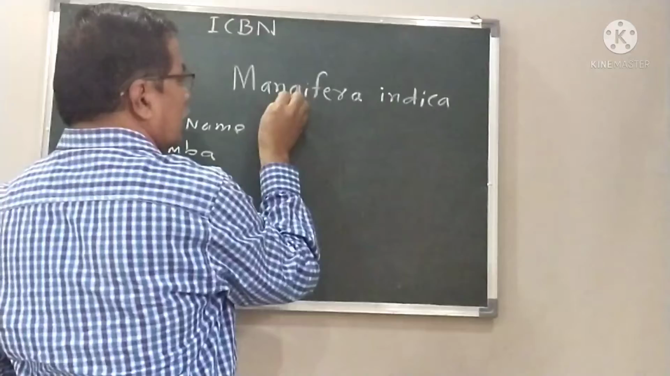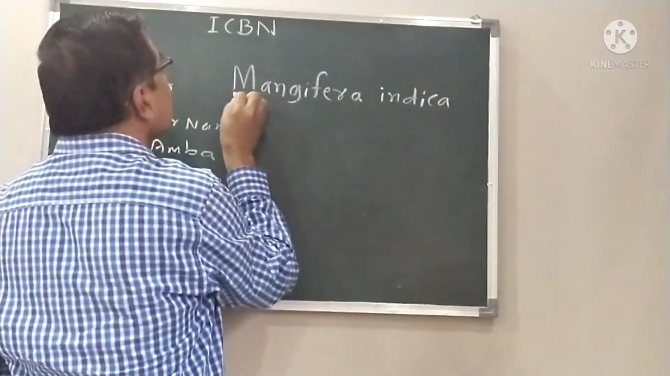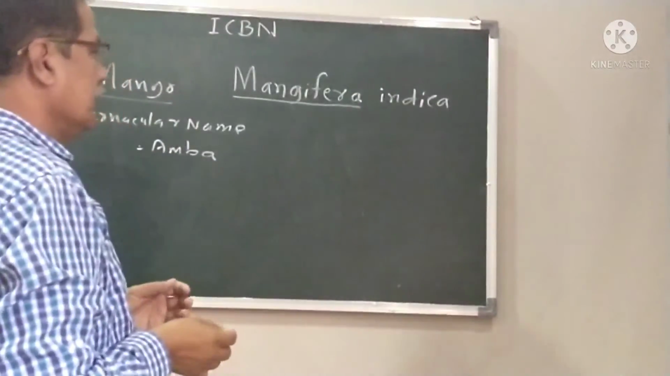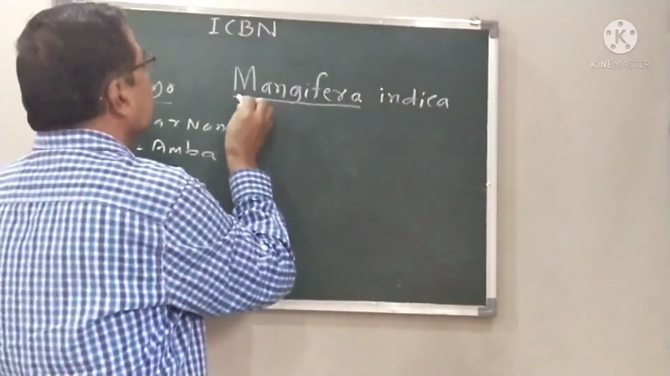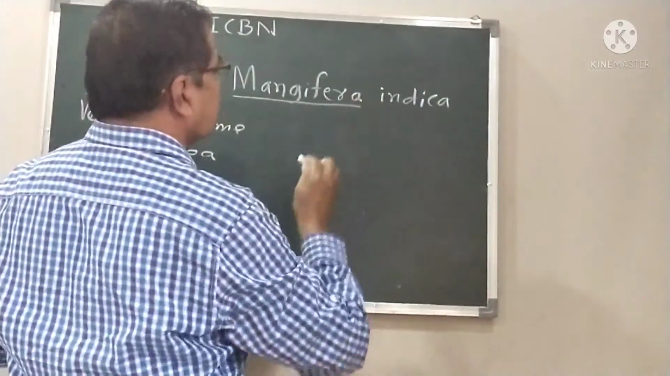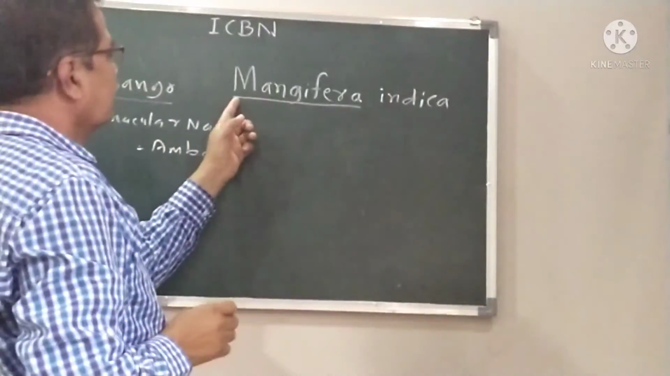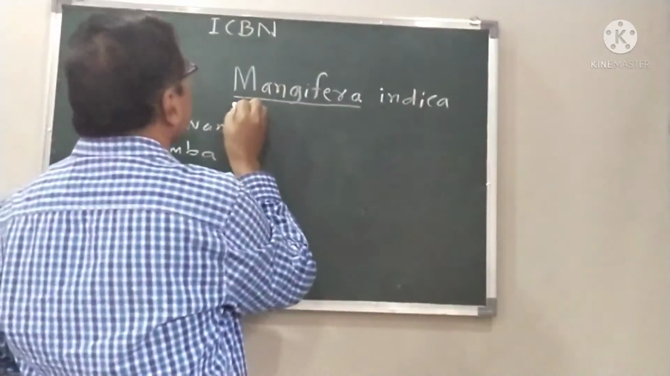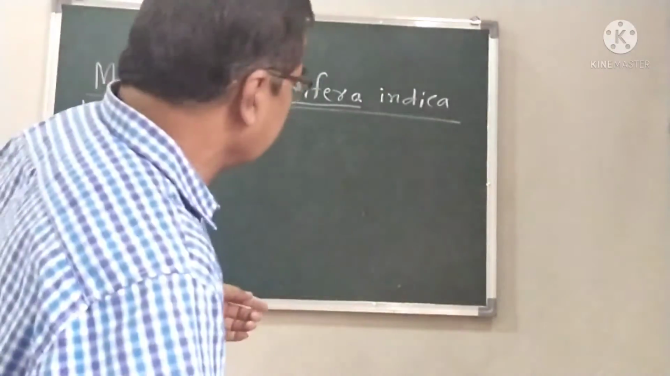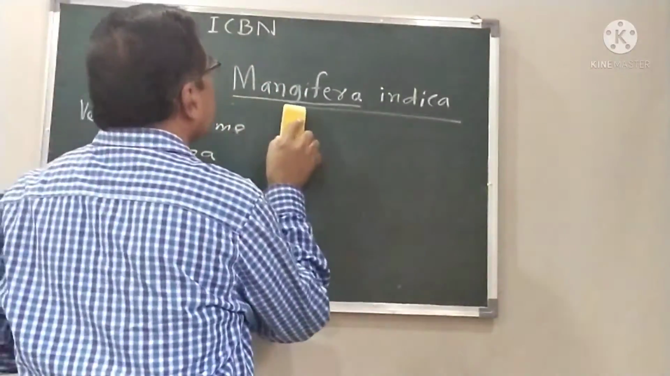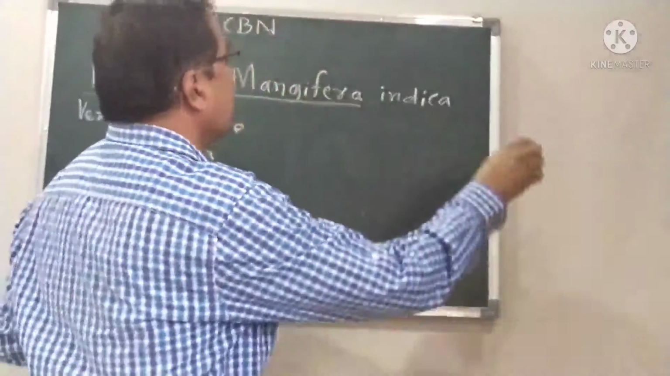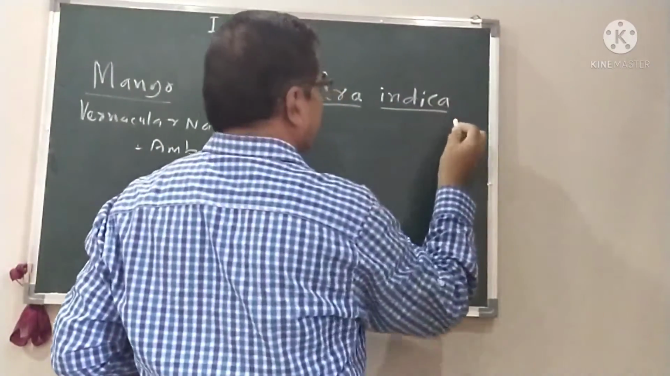Then in the handwriting, the genus name is given a single straight underline, not double, not wavy, but only single straight, where the letter starts and where the letter ends of the genus, not the total genus and species underlined in such a type. The genus separately and the species separately are underlined.